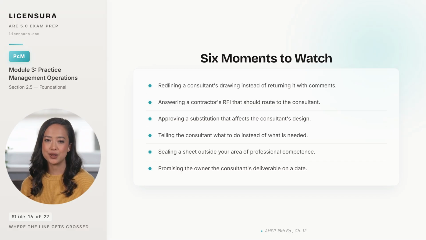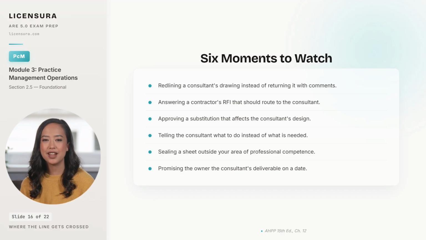under their own seal. The second is answering a contractor's RFI that belongs to the consultant. If the question is structural or mechanical, the RFI routes to the engineer, full stop. The third is approving a substitution that affects the consultant's design without bringing the consultant in to confirm. A contractor proposing a different chiller is a mechanical engineer decision, not an architectural one.